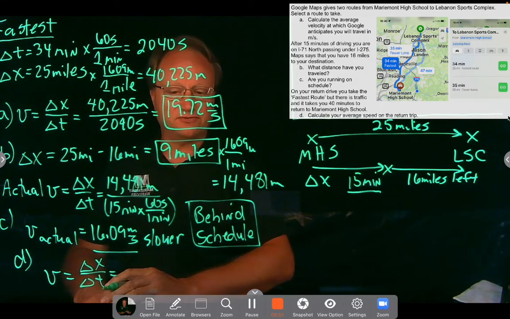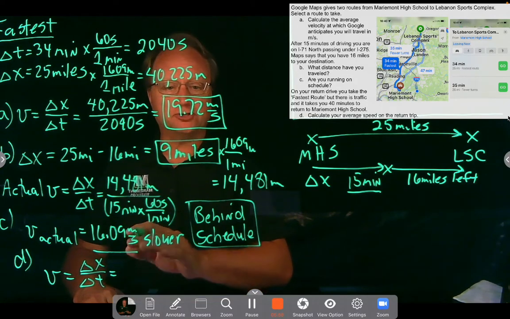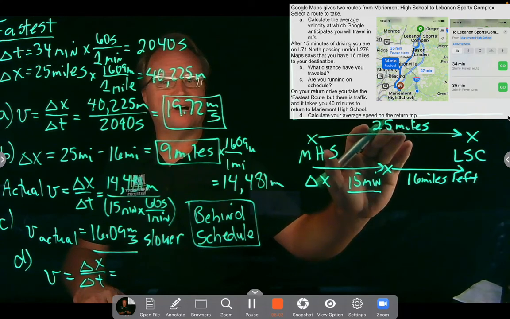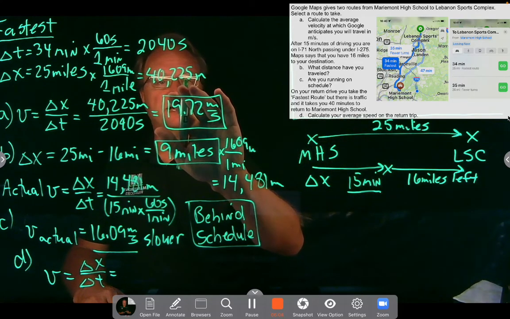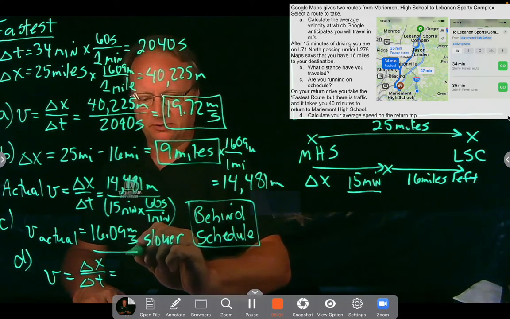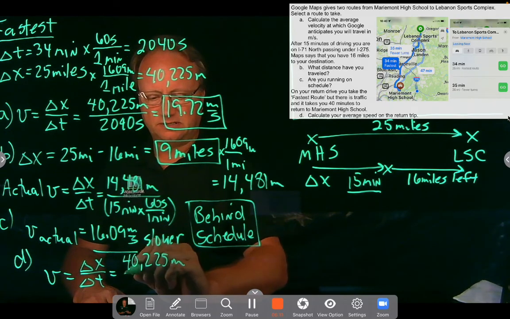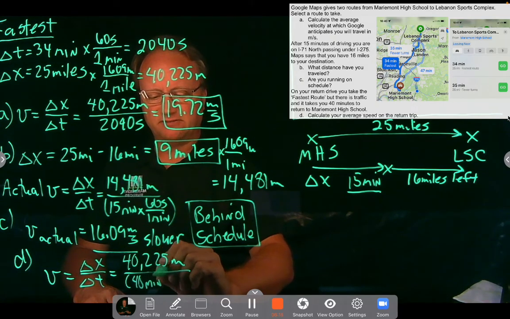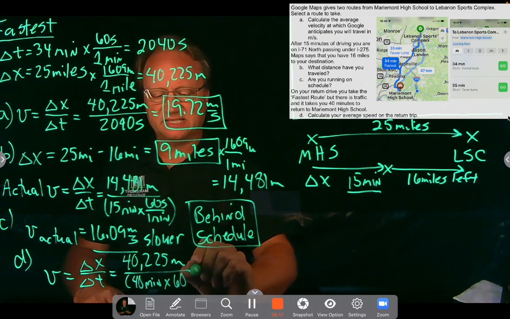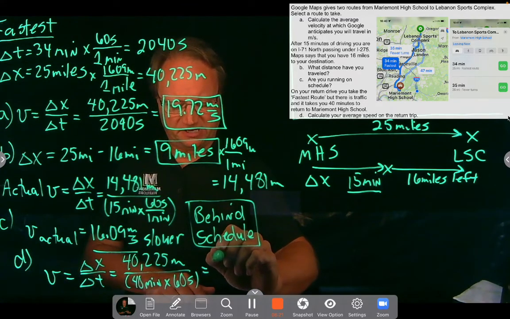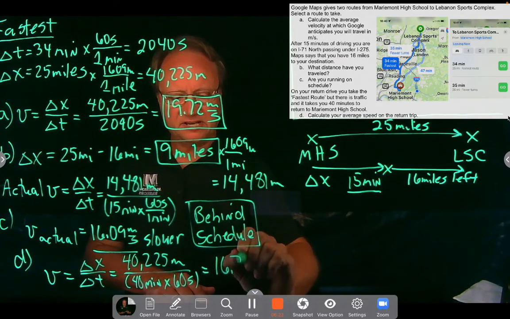So it takes us 40 minutes to be able to travel the whole return trip. Well, the return trip is 25 miles, which is 40,225 meters. And our time, 40 minutes, converted, again, 60 seconds for each minute. That's going to give us an average speed of 16.76 meters per second.